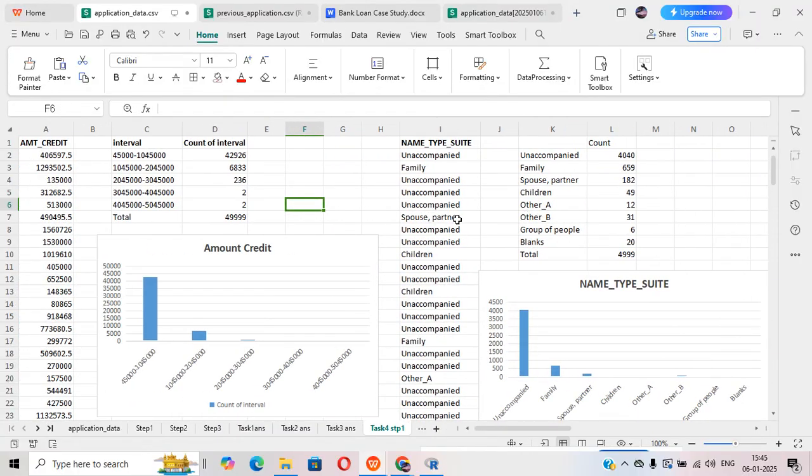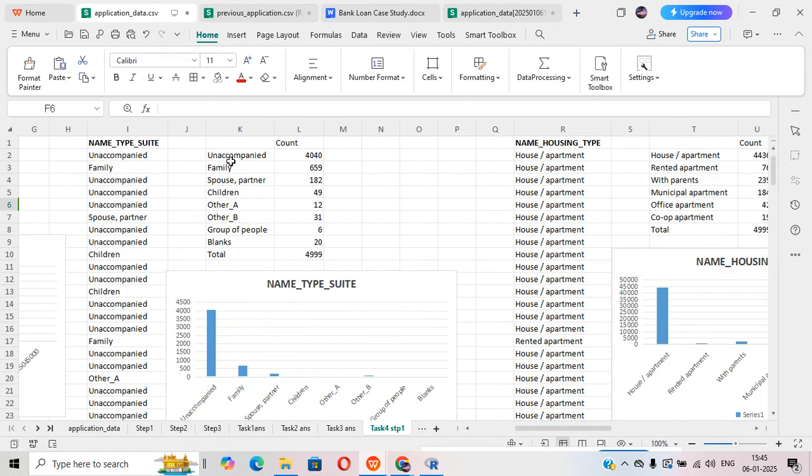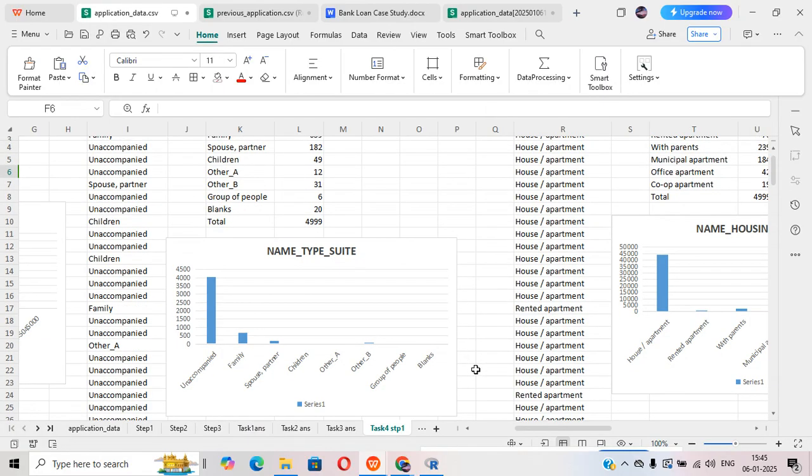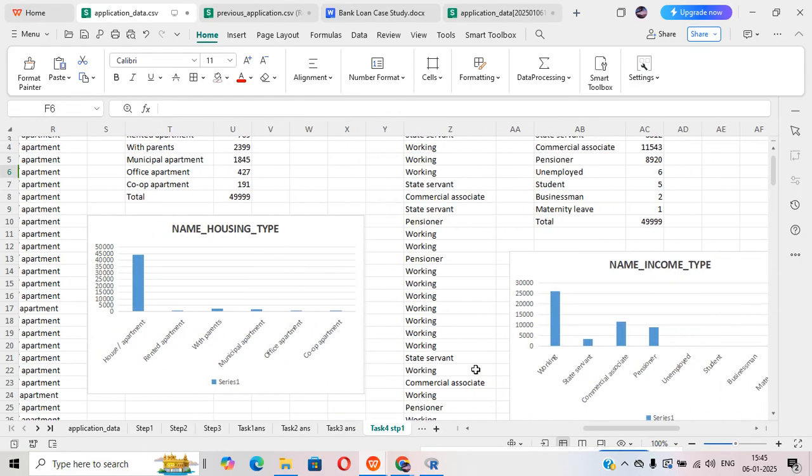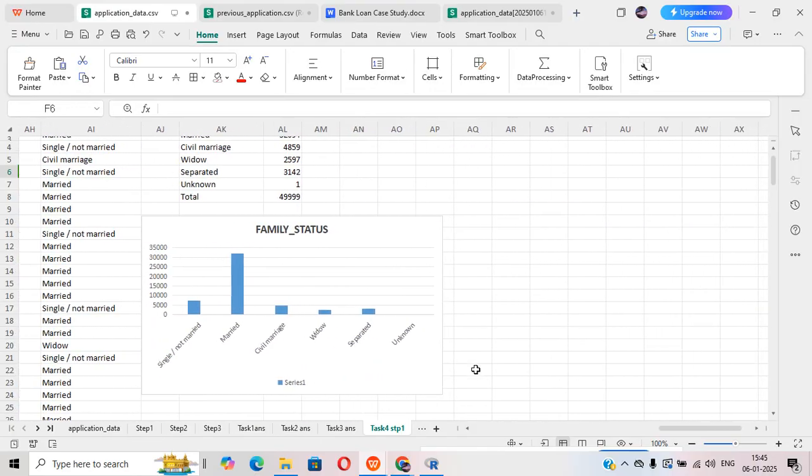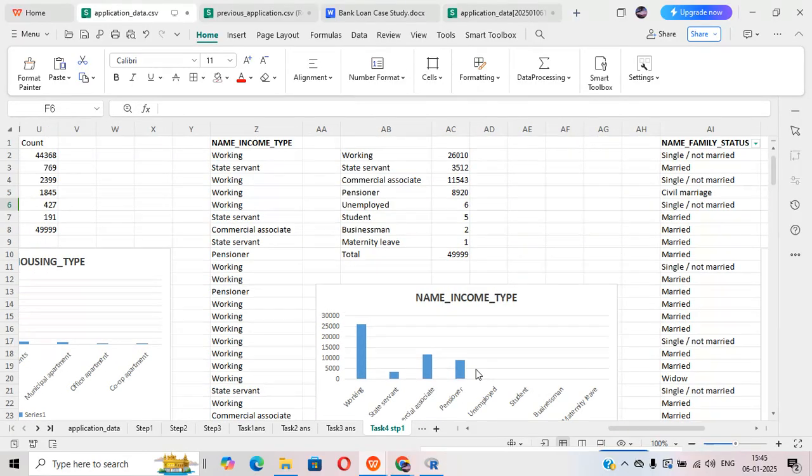I have taken the data from the unique data format and counted the values further and calculated the count for that and taken the column chart for this. This is the univariate analysis I have done.